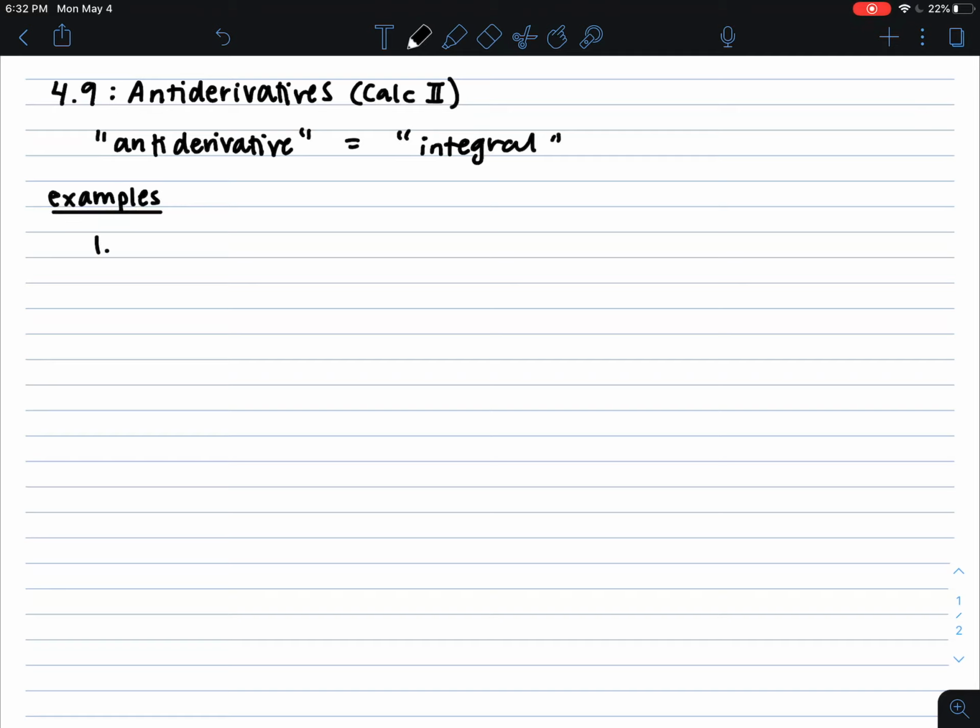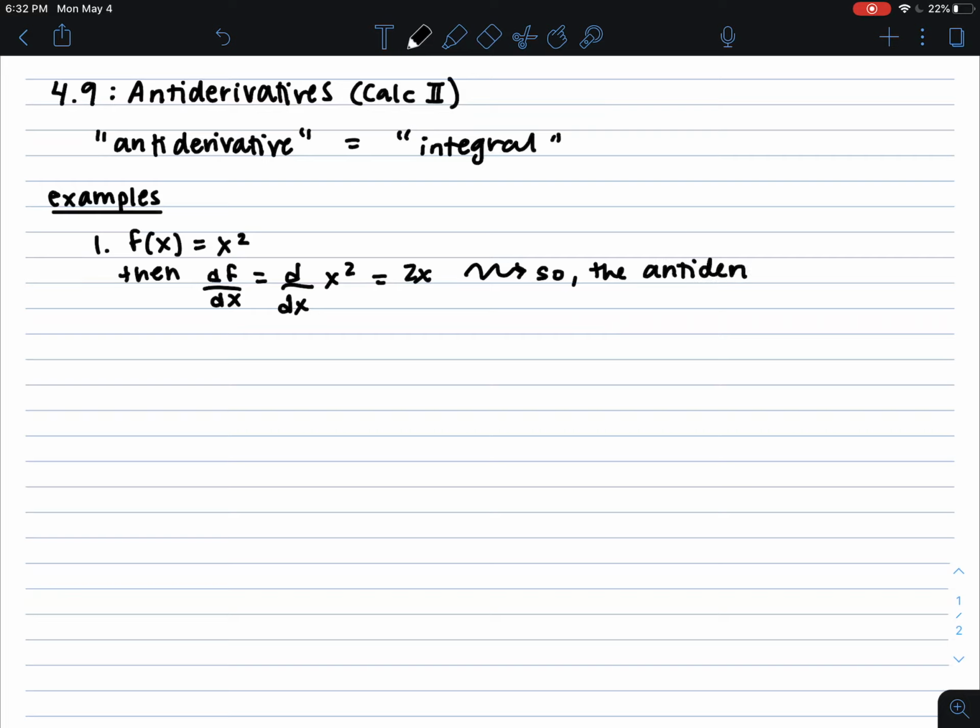So if we have f of x equaling x squared, then we know that df dx is equal to the derivative with respect to x of x squared, which is 2x. And so the antiderivative of 2x is x squared.